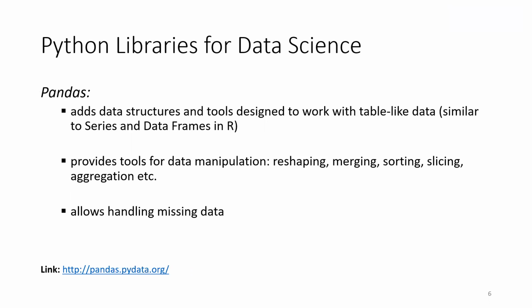These are libraries. So pandas as well, which I've told us, has data structures and tools designed to work with table-like data, similar to series and data frames in R. So we are familiar with the world of R. Pandas is a major library that really brings that similarity between Python for data science and R. You can see it provides tools for data manipulation. So all your slicing, filtering, aggregation, sorting, merging, you do that with the help of a library called pandas.